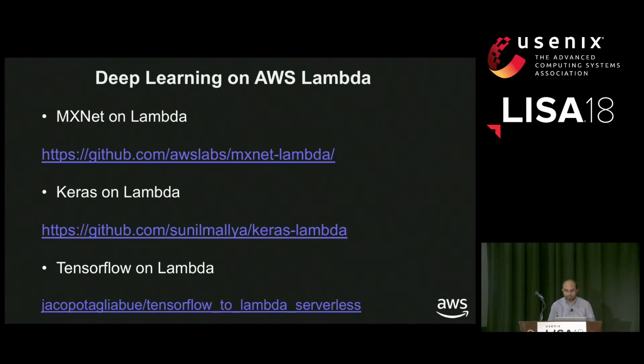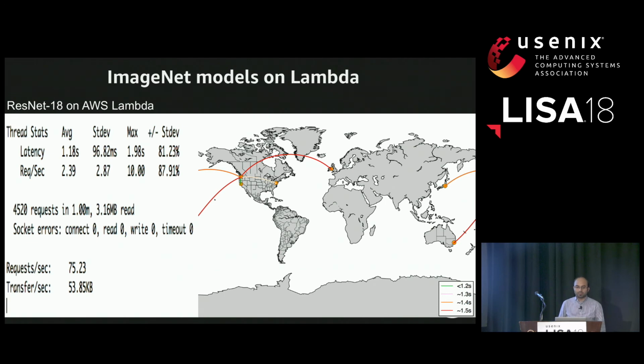The answer is yes. There are a couple of projects I've built for ImageNet and Keras. There's one that exists for TensorFlow. So you can use these packages to run trained models, and we'll go through some benchmarks here to see how viable they are. So I basically hosted a ResNet18 model, which is an image model. Given an image, it tells you what is in the image. Basically, an object classifier.